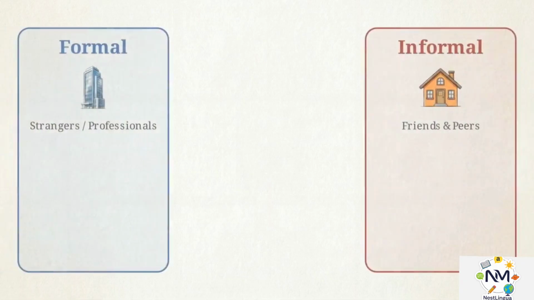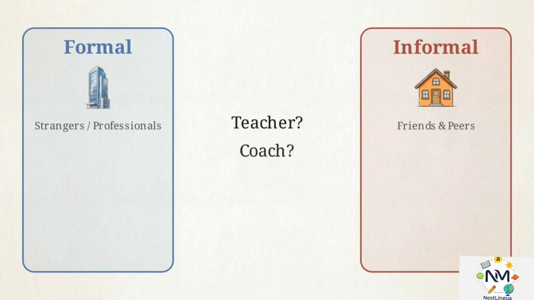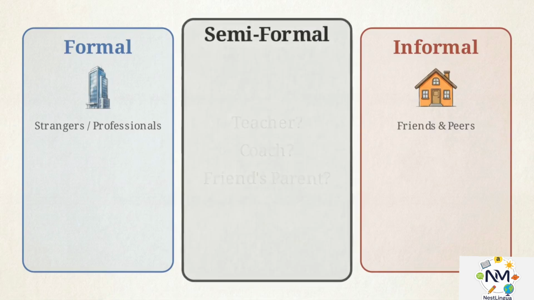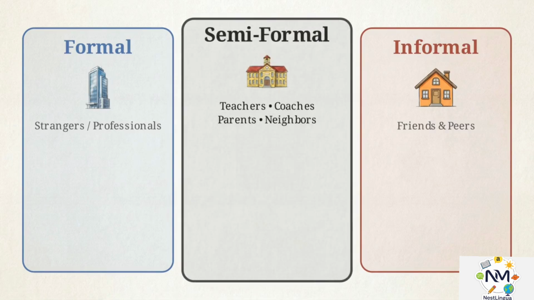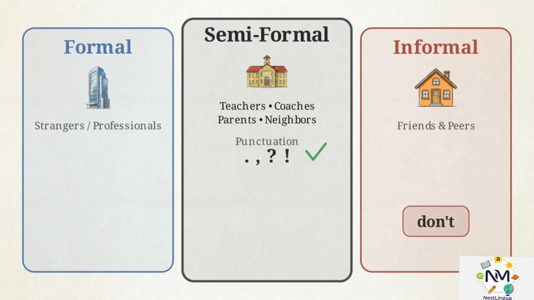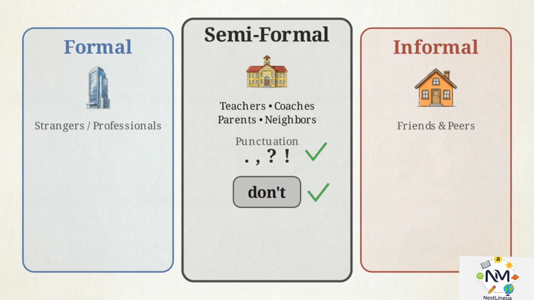But what happens when you need to talk to a teacher, a coach, or a friend's parent? You need the gray area, semi-formal language, which is between formal and informal. Semi-formal has its own specific boundaries. Standard punctuation is expected, and you can occasionally slip in a contraction like "don't" without losing respect. But slang words completely break the tone, which is why they are strictly forbidden here.